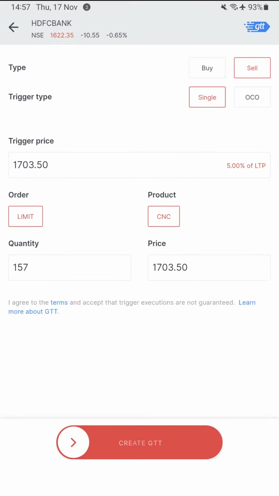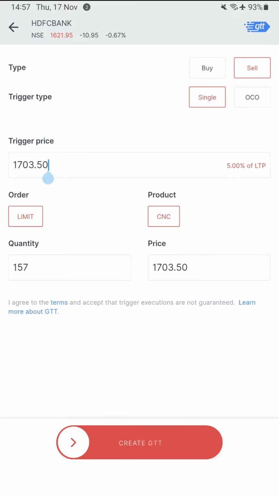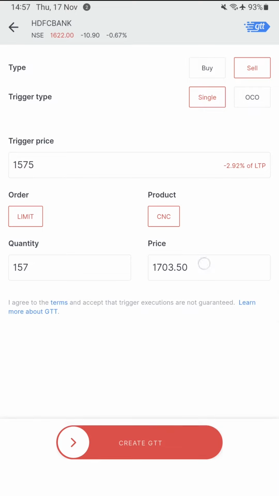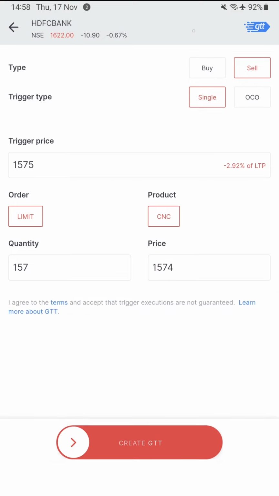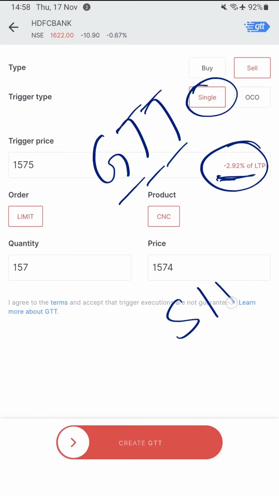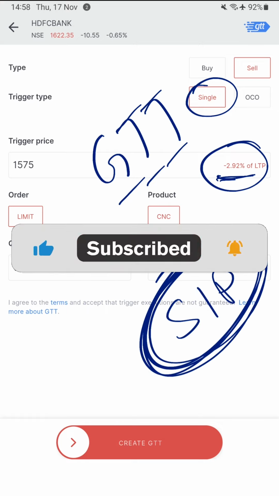Now, if I click single, I can just set a single trigger. This can be if the market goes up, but I can also use it for stop loss and say, if the market starts going below 1575, please get me out of the market at 1574. I can also use this for the market going down over here. Roughly, if the market goes 3% down, I can also use the single option to place a GTT. So GTT is a great tool. I use it all the time along with another tool called SIP in Zerodha. If you want to learn how to do SIP in Zerodha, I have a video on that as well.